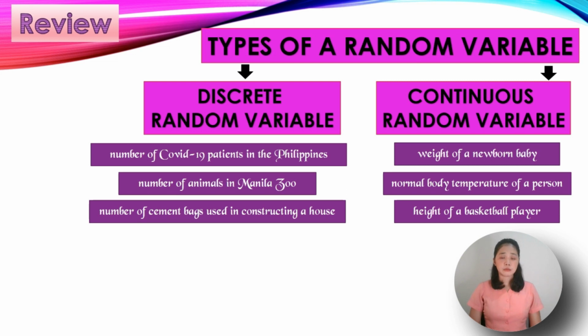So then again, these are the two types of random variables, the discrete random variable and the continuous random variable. So, you are correct. Under discrete random variable, they are number of COVID-19 patients in the Philippines, number of animals in Manila Zoo, number of cement bags used in constructing a house. For the continuous random variable, we have weight of a newborn baby, normal body temperature of a person, and height of a basketball player. Tama po. Tama po ang inyong mga sagot.